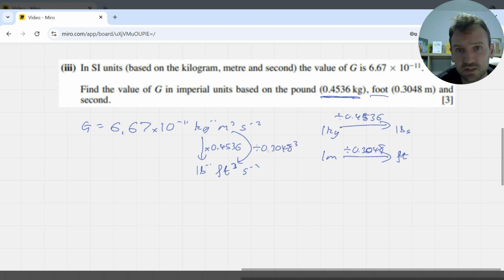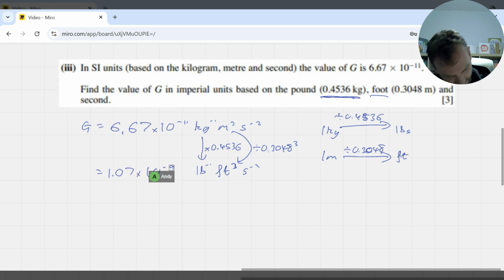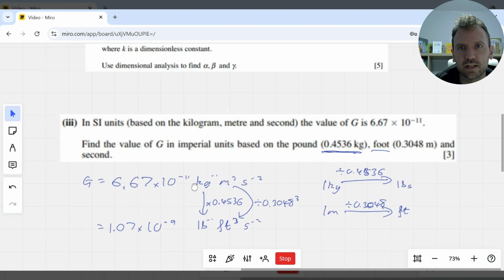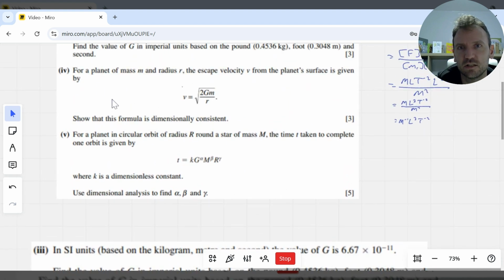So there's 2 steps here. You can do them in 2 steps if you want. As long as you're being clear, you can do it in 1. So you're taking your value, multiplying by 0.4536, and then dividing by this 0.3048 cubed. Seconds is staying the same, so we don't need to worry about that. And if you do that calculation, you should find you get 1.07 times 10 to the minus 9 in these new units.